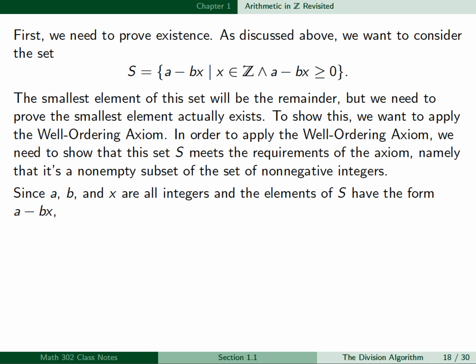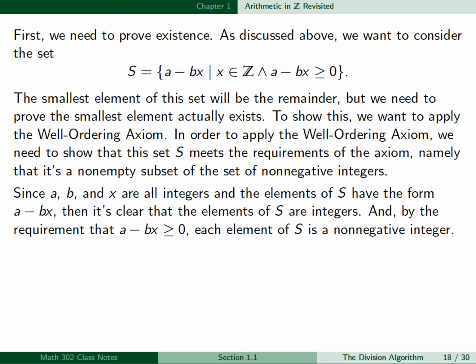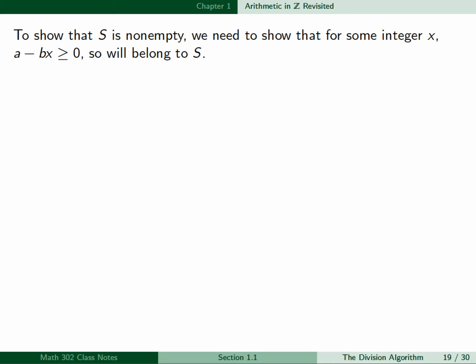Now, since a, b, and x are all integers, and the elements of S have the form a minus bx, then it's clear that the elements of S are integers. And by the requirement in the set S that a minus bx is greater than or equal to 0, each element of S is a non-negative integer. Therefore, S is a subset of the set of non-negative integers. Now, to show that S is non-empty, we need to show that for some integer x, a minus bx is greater than or equal to 0, so will belong to S.